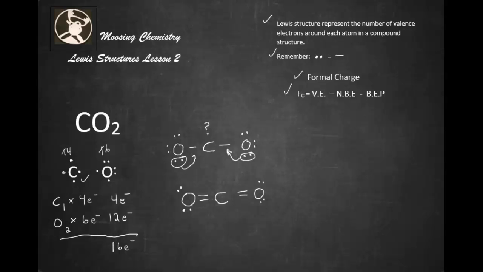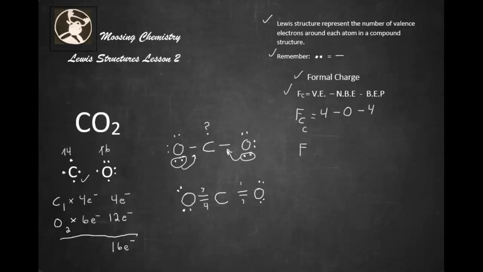Now, let's check the structure to make sure that this is the best possible structure. We're going to use formal charge. Remember that formal charge equals valence electrons minus non-bonding electrons minus bonding electron pairs. So let's do the formal charge for the carbon. Carbon came in with 4 valence electrons. Non-bonding electrons, they're all bonded. Bonding pairs, we have 4 of them. You can count them: 1, 2, 3, 4. So that works out really well.